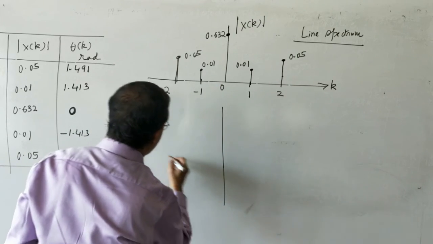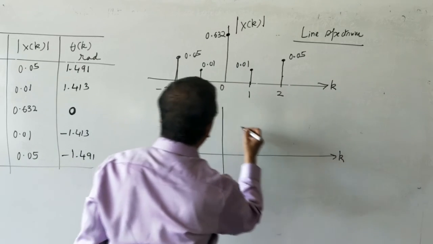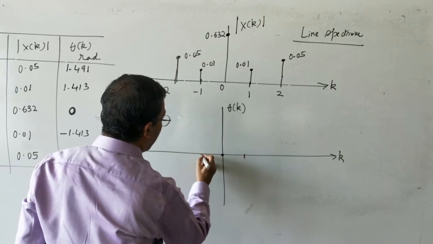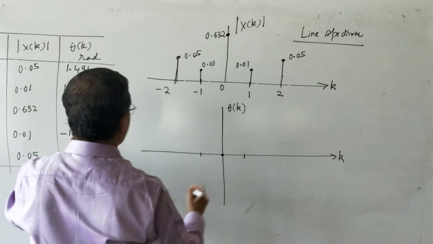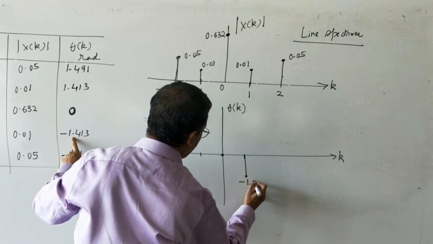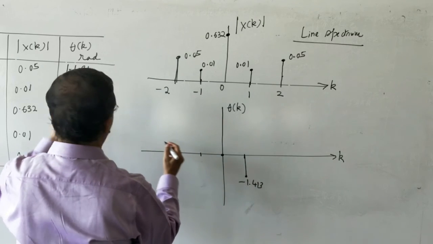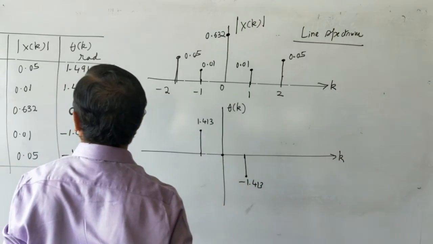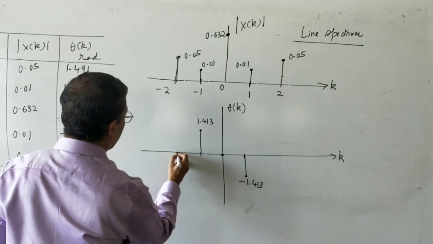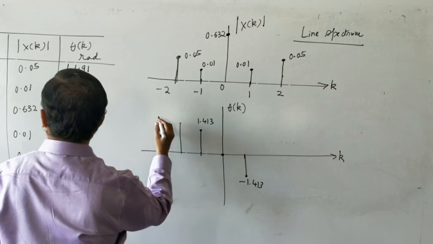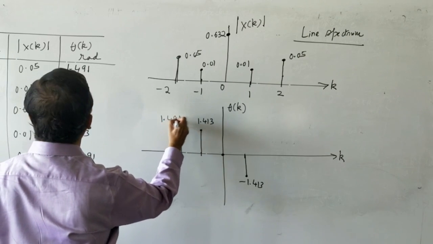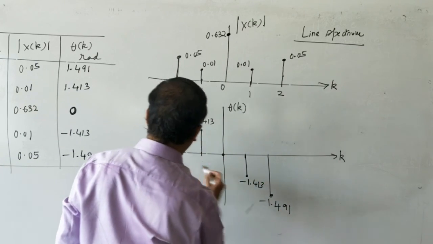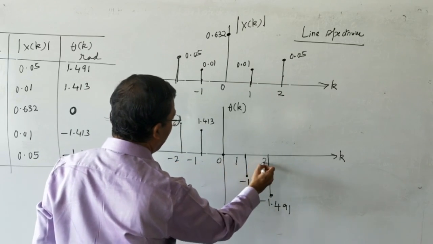Next is phase spectrum. X-axis is k, y-axis is theta of k. Now when k is 0, it is 0. When k is 1, it is minus 1.413. When k is minus 1, it is plus 1.413. When k is minus 2, it is 1.491, and when k is plus 2, it is minus 1.491. Some representative values only are shown.